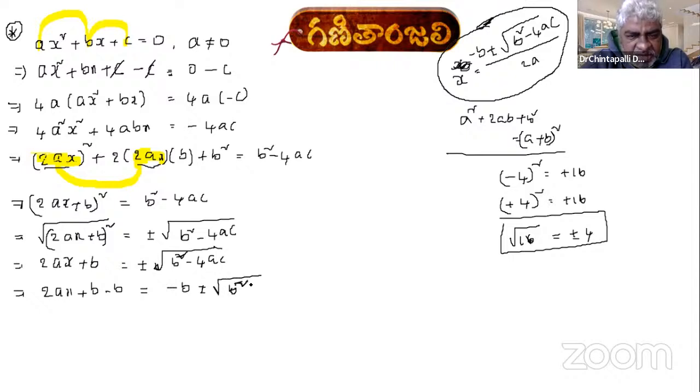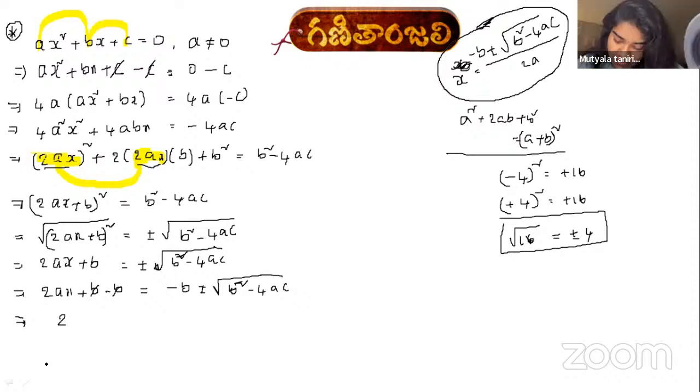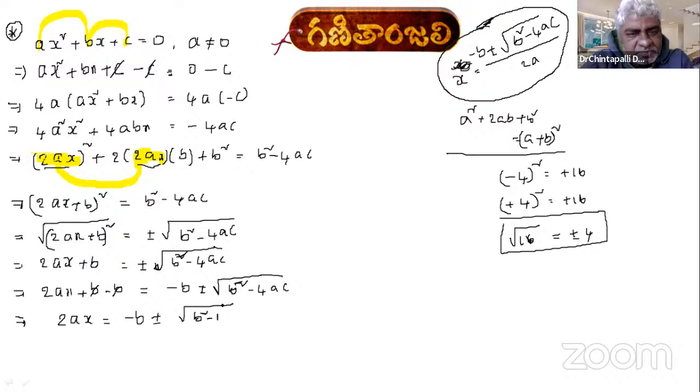Actually, it is the original style. There is no concept of bringing something to the right hand side. That's not the mathematical term or mathematical words. See what happens now. Plus b and minus b cancel. 2ax is equal to minus b plus or minus the square root of b square minus 4ac. So the last equation is 2ax equals minus b plus or minus the square root of b square minus 4ac.